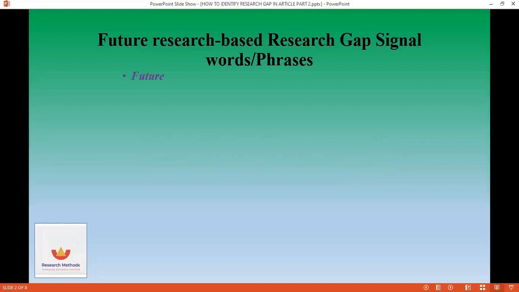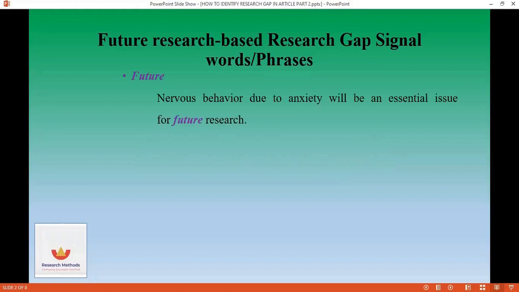The first word that we have in our list of future recommendation-based signal words is "future". Let's see how this word is used to report about the research gaps. The example may look like: nervous behavior due to anxiety will be essential issue for future research. If you find such kind of sentence in any research study, you need to directly understand that it is pointing towards a research gap.